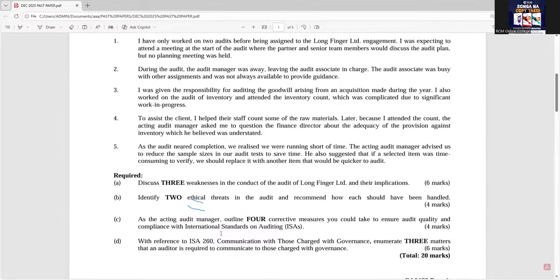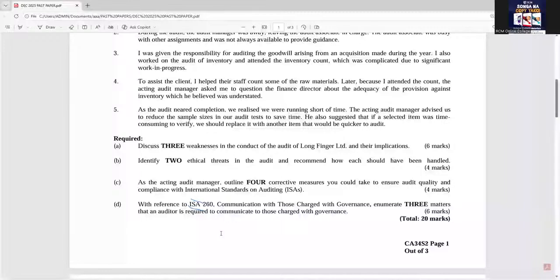Then part C, as the acting audit manager, outline 4 corrective measures you could take to ensure audit quality and compliance with international standards on auditing. The corrective measures. So you need to correct what was there as a weakness. Then part D, with reference to ISA 260, communication with those charged with governance, enumerate 3 matters that an auditor is required to communicate to those charged with governance.